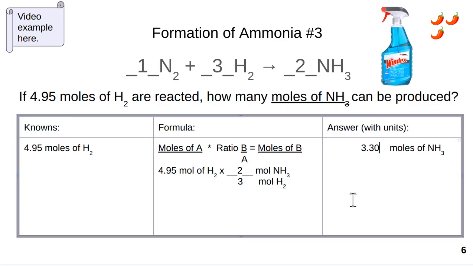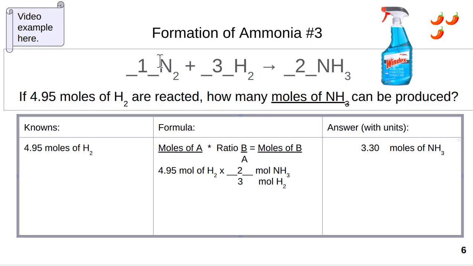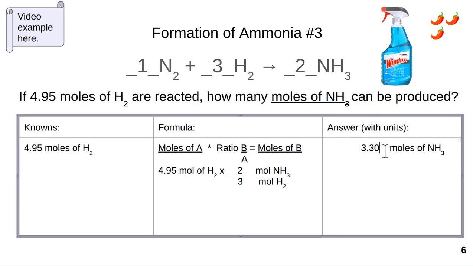Maybe check my math. So if I start with 4.95 moles of hydrogen, and I use the ratio that I have from the balanced equation, I can find that I will end up with 3.3 moles of NH3. Try the next problem yourself.